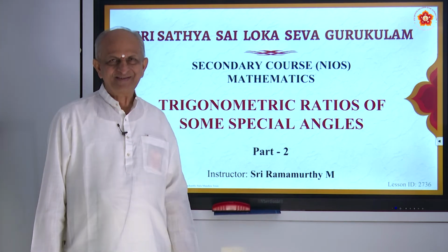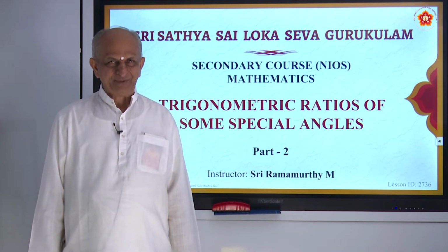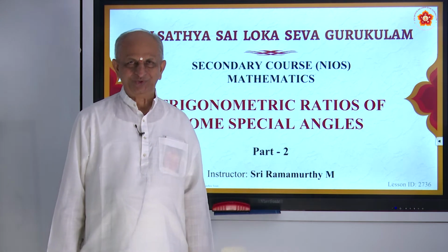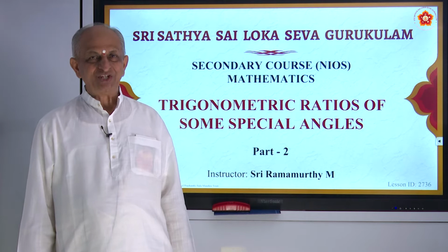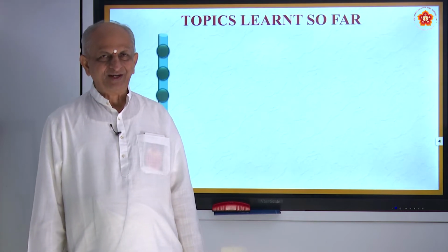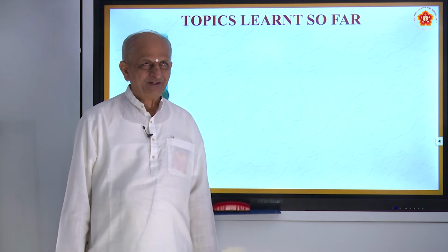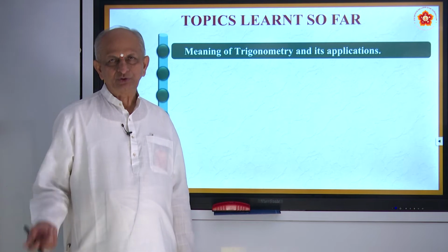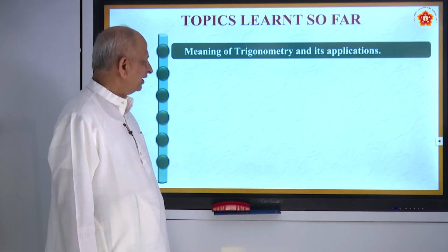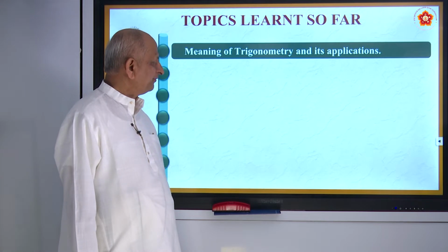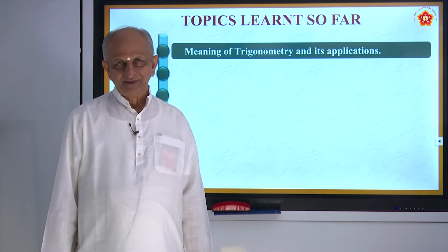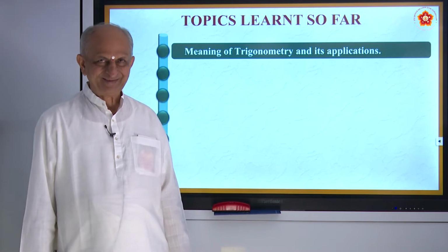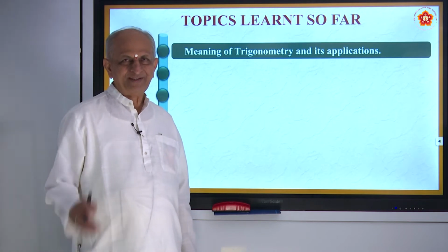Online classes on a very interesting branch of mathematics called trigonometric ratios. It is ratio. It is not a direct figure. Here you compare two sides. So we have seen in the previous classes the meaning of trigonometry. Tri means three. Gon means sides. Metri means measure. So measurement of a triangle.